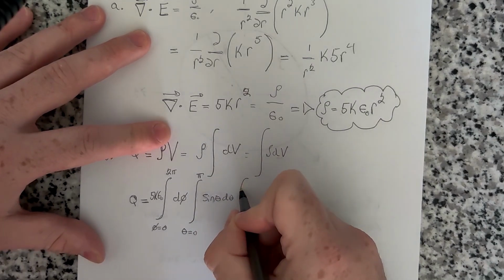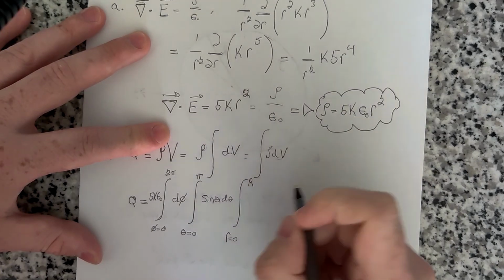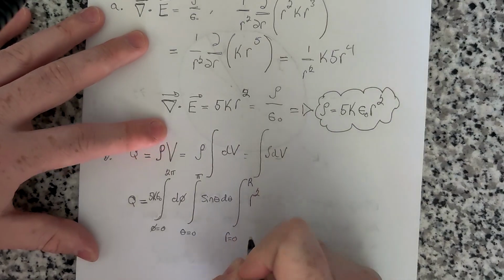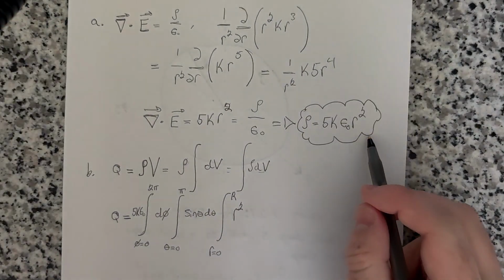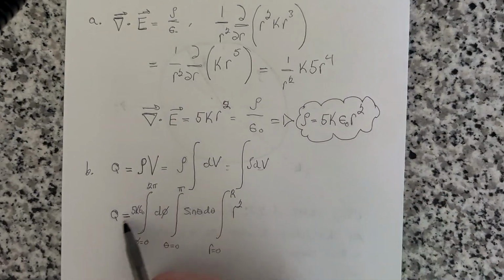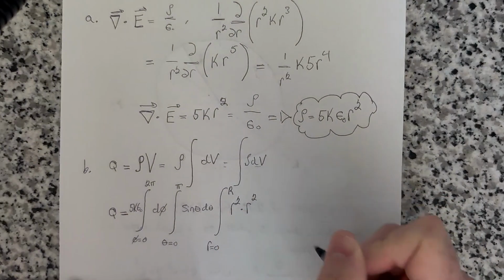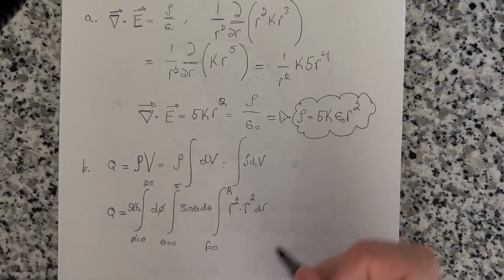And then our r integral runs from 0 to capital R. And that's going to be r squared, which comes from the differential volume element. But then we also have an r squared coming from our charge density. So it's actually going to be r squared times r squared. I'll just write that out. And then dr here.